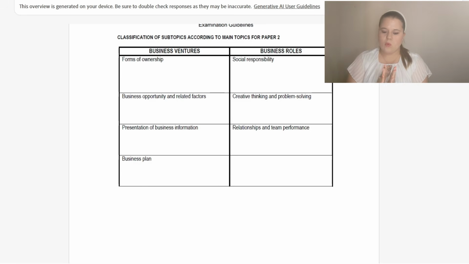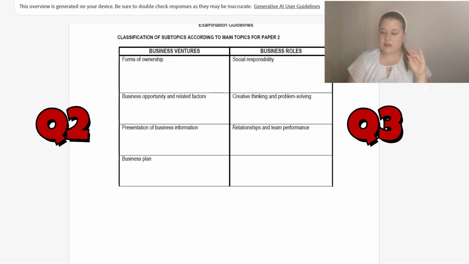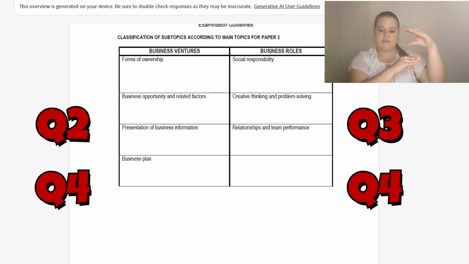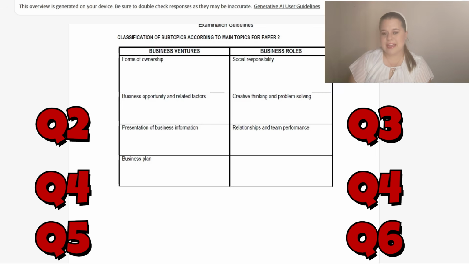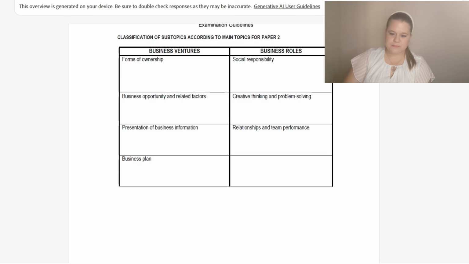So when you're asking the question, which questions get asked where? We're working left to right. Business ventures is going to be question 2. Business roles, question 3. And then question 4, there's going to be a section of business ventures and a section of business roles. Section C, question 5, business ventures. Question 6, business roles. Let's look at that in practice with a past paper.